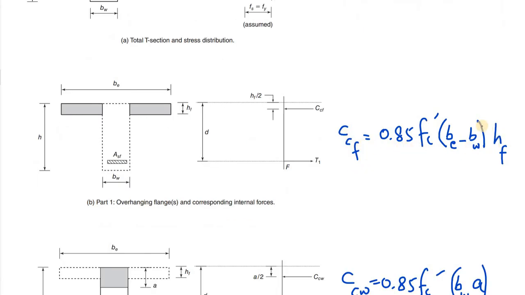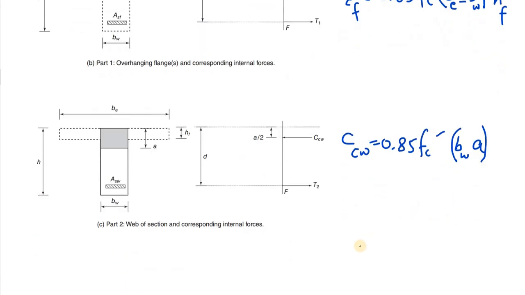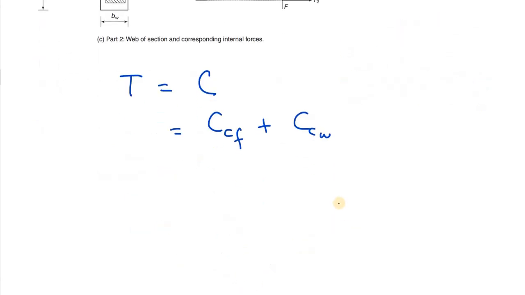Now, as far as CCF is concerned, everything is known on this side, so we can easily calculate CCF. As far as CCW is concerned, the only unknown is A. We can find this A again by enforcing section equilibrium, which is T equal to ASFY. Let me write it down from basics: for equilibrium, T has to be equal to C, and in this case, C is the sum of CCF plus CCW.